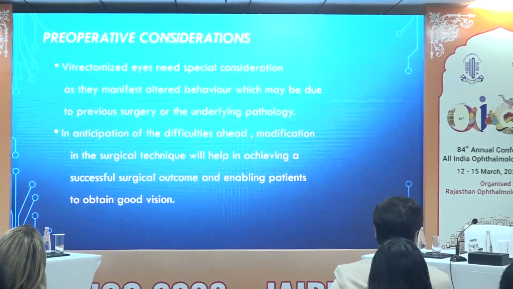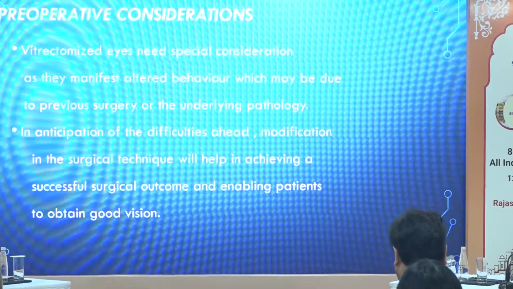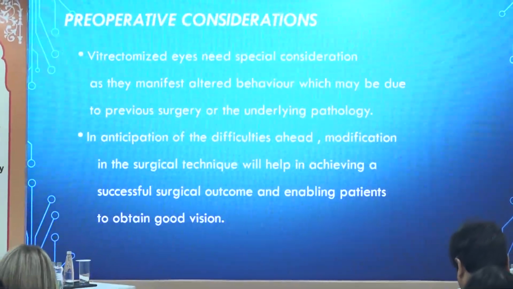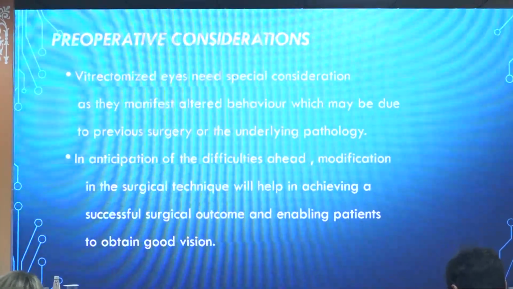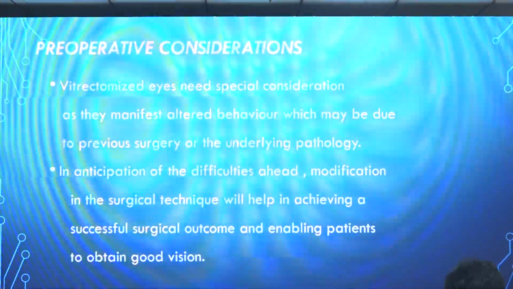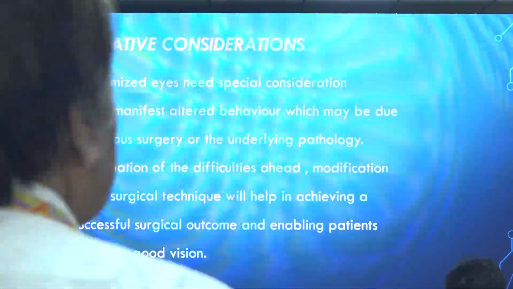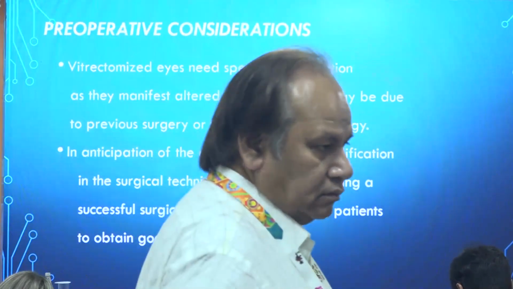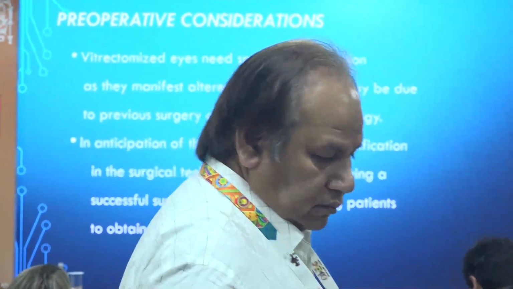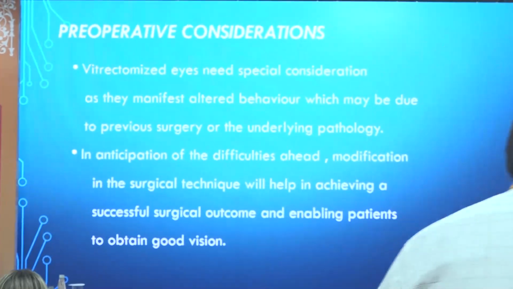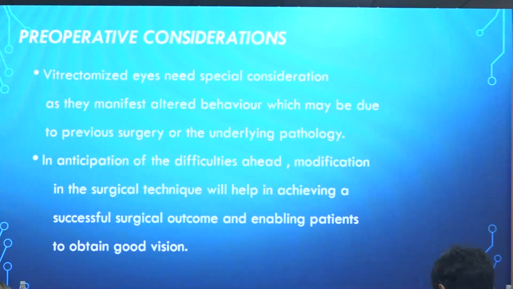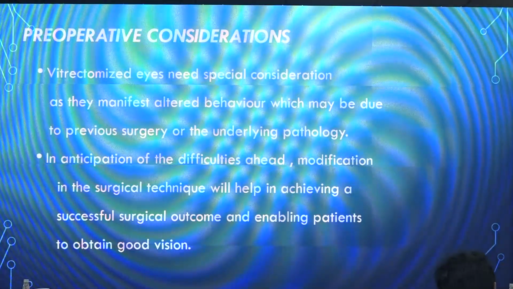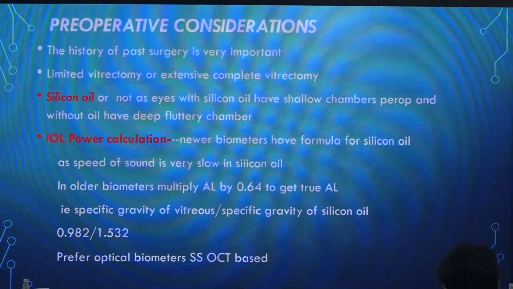We know that vitrectomized eyes need special considerations as they manifest altered behavior. What altered behavior, we'll be covering that. This is due to the previous surgery or the underlying pathology which led us to a VR surgery. So in anticipation of the difficulties, we have to modify our surgical techniques and achieve a successful surgical outcome so that our patients attain good vision.